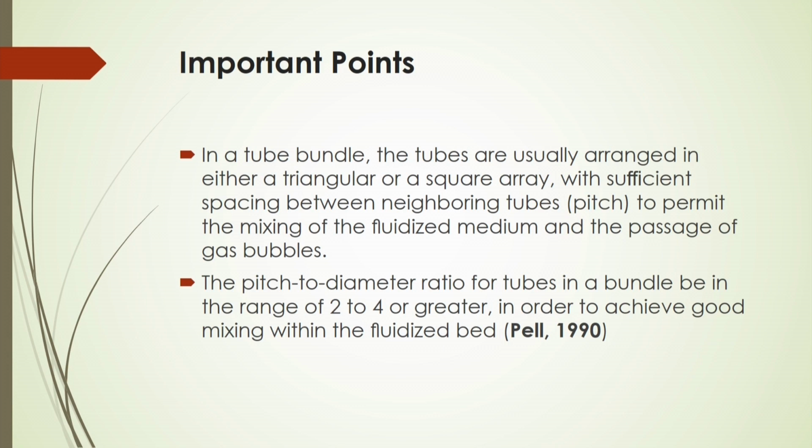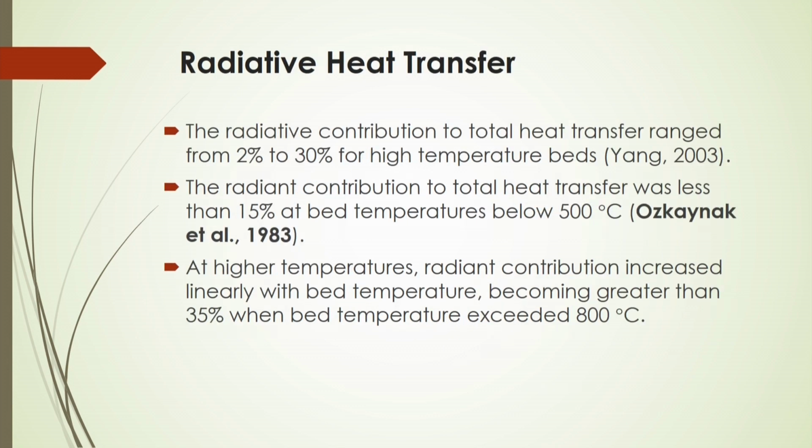In a tube bundle, the tubes are usually arranged in either a rectangular, triangular or square array, with sufficient spacing between neighboring tubes, that is called pitch, to permit the mixing of the fluidized medium and the passage of gas bubbles. Now, the pitch to diameter ratio will affect the heat transfer coefficient, and this ratio for tubes in a bundle should be in the range of 2 to 4 or greater in order to achieve good mixing within the fluidized bed and hence good heat transfer distribution.